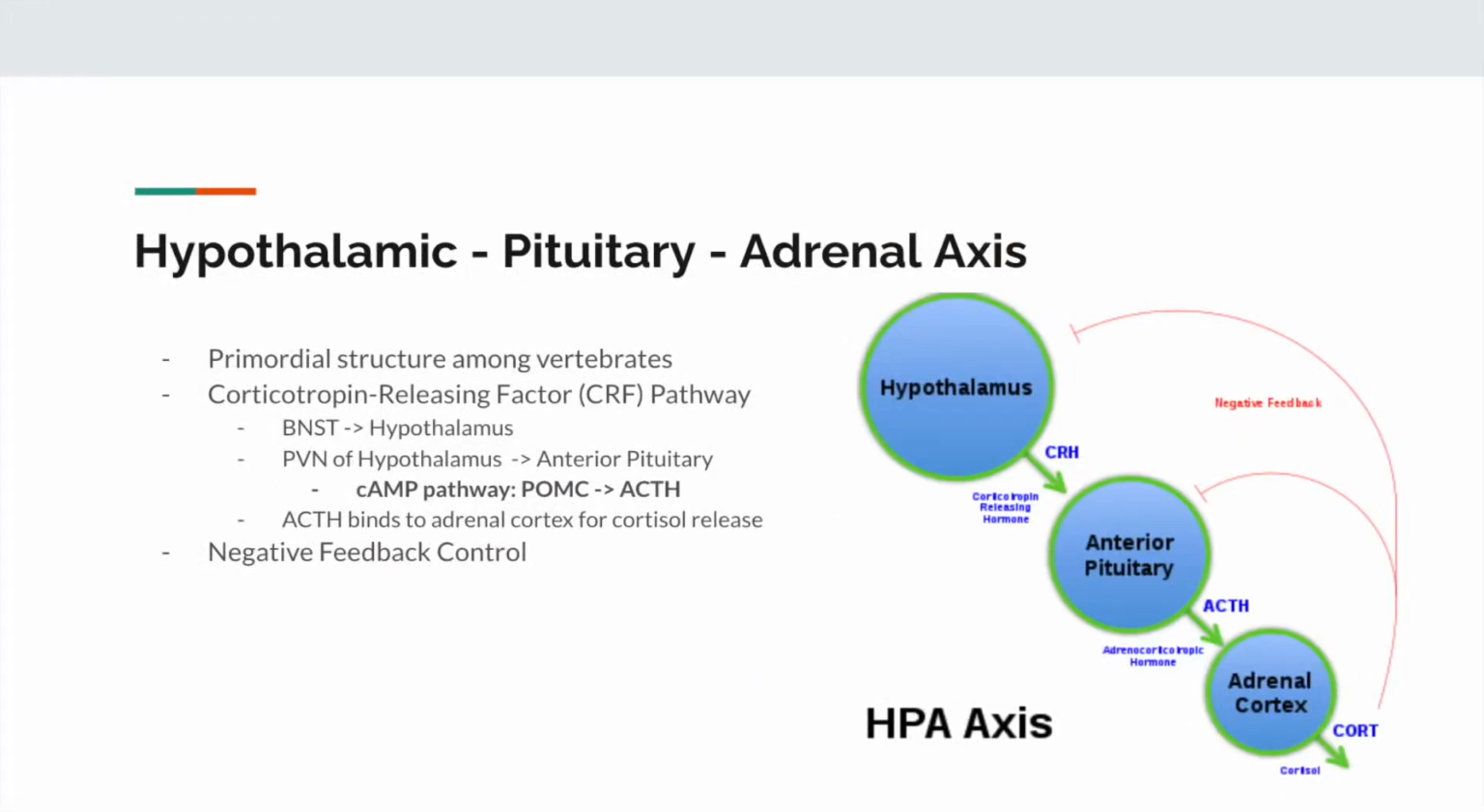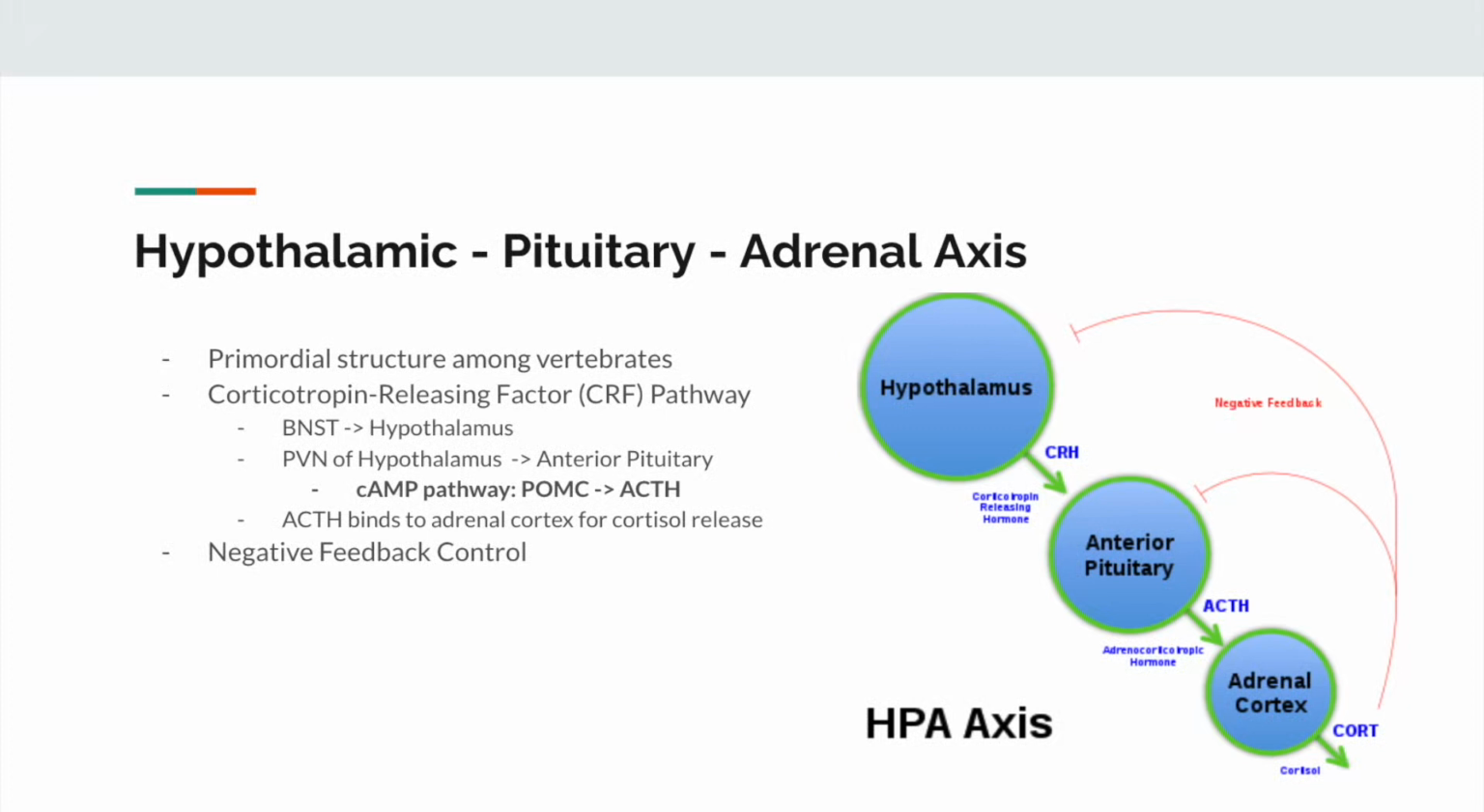A primordially common stress response mechanism among all vertebrates is the hypothalamic-pituitary-adrenal axis, known as the HPA axis. Primarily, when a stress stimulus is input, the BNST, the bed nucleus of the stria terminalis, sends corticotropin-releasing factor, known as CRF, to the hypothalamus. The paraventricular nucleus of the hypothalamus then relays CRF to the anterior pituitary. There, by means of a cAMP pathway, the precursor POMC is converted into the hormone ACTH. This hormone then travels to the adrenal cortex, and it binds there to release cortisol.